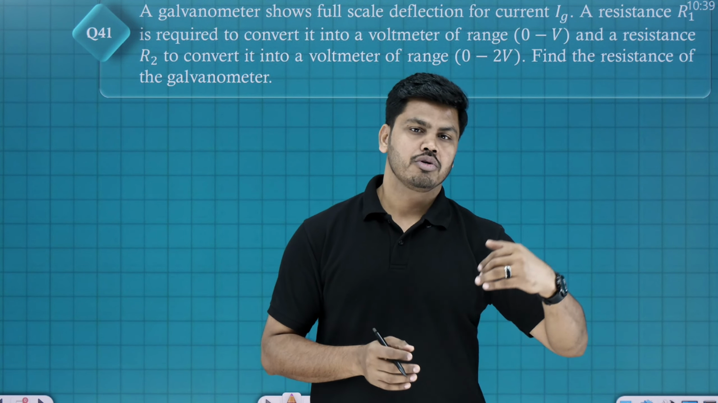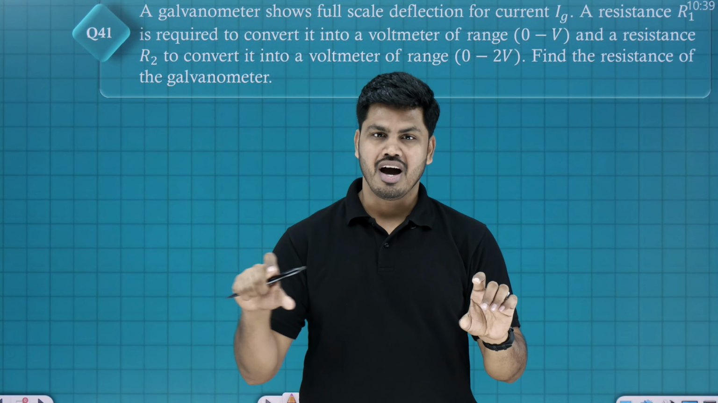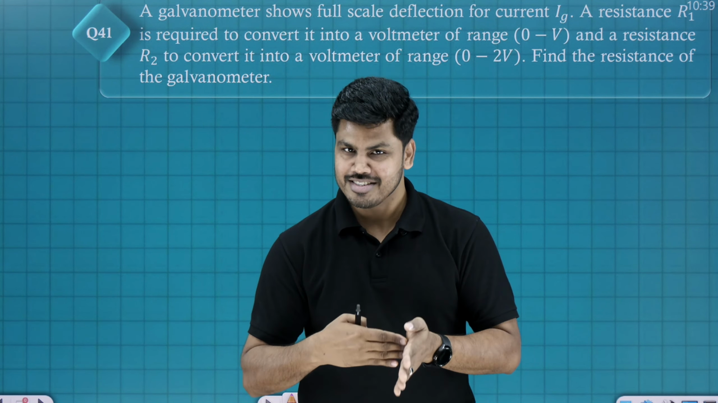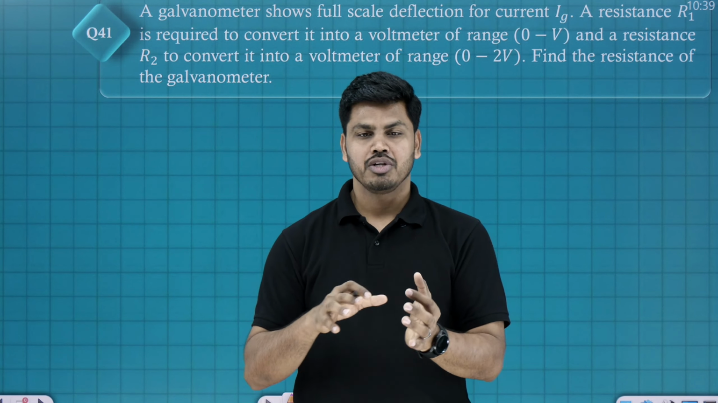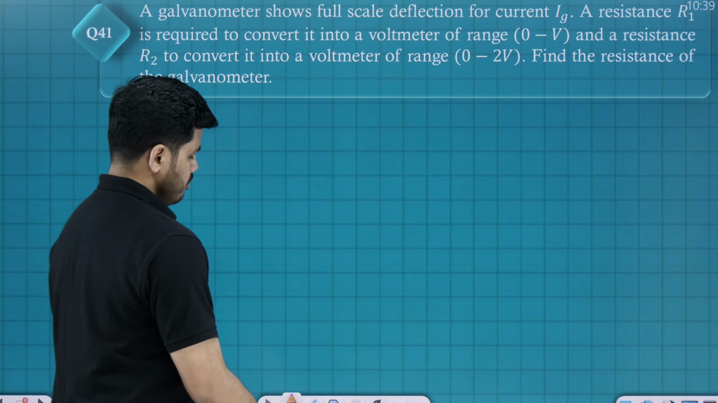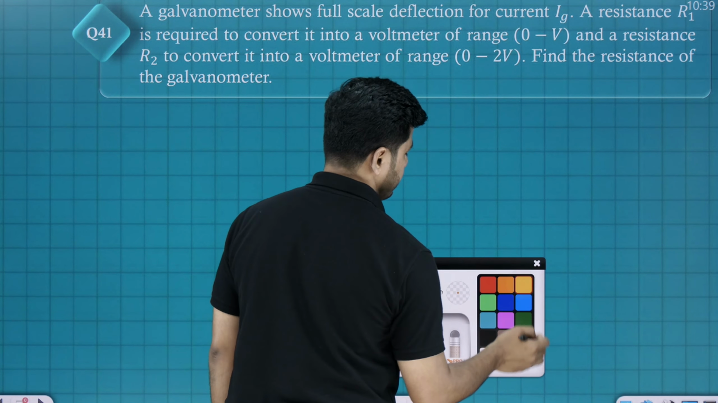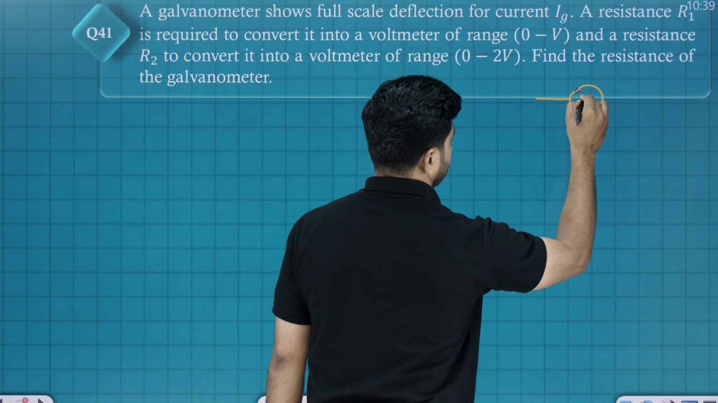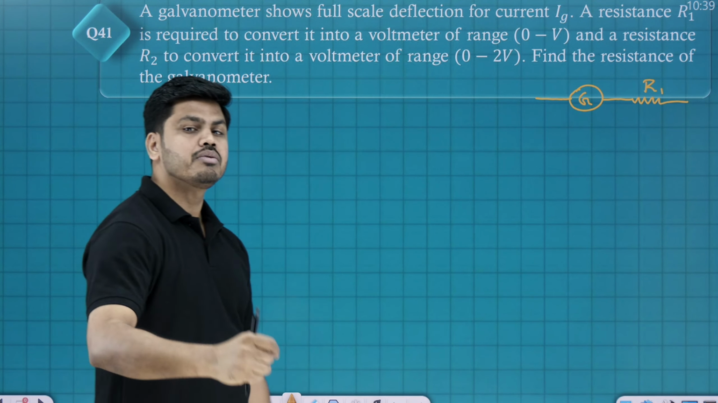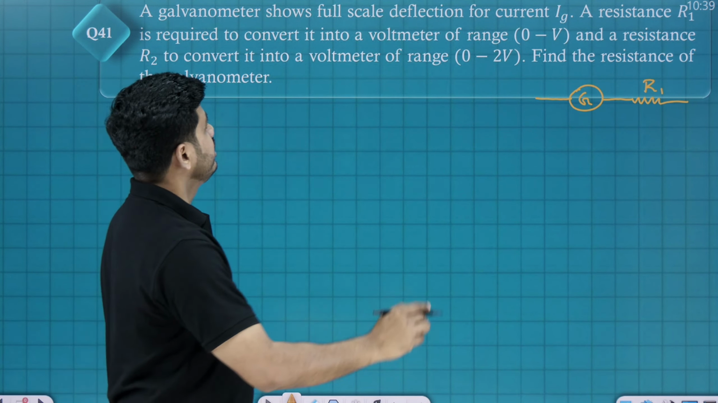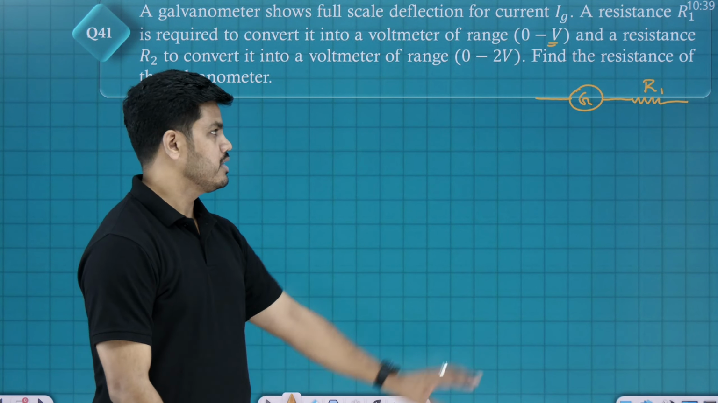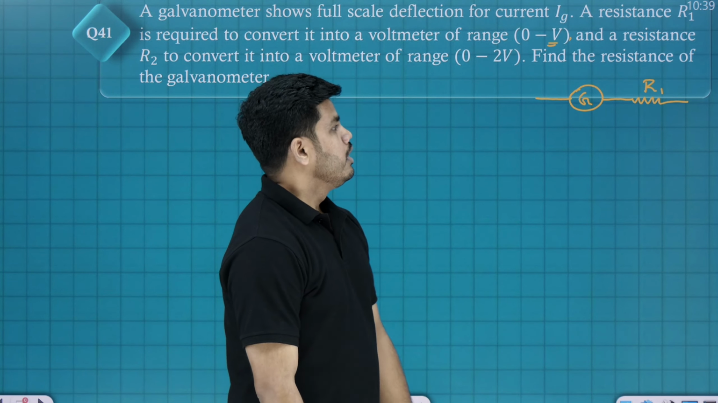A galvanometer can be converted to a voltmeter by connecting a large, high resistance in series to the galvanometer. If you convert it into an ammeter, you connect a small shunt resistance in parallel. Here we have to convert the galvanometer into a voltmeter, so the galvanometer is connected to a high resistance R1. When it is connected to the resistance R1, the question says it is converted to a voltmeter able to measure up to a voltage V. That's the range of the voltmeter.